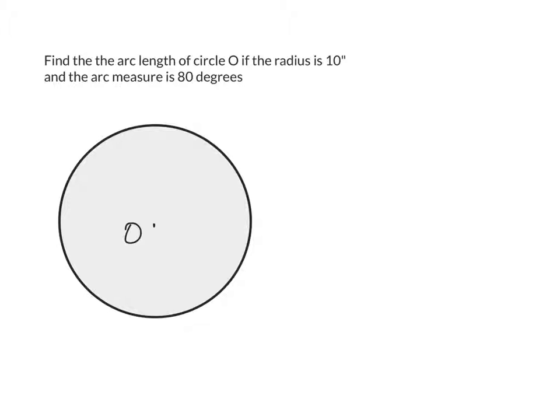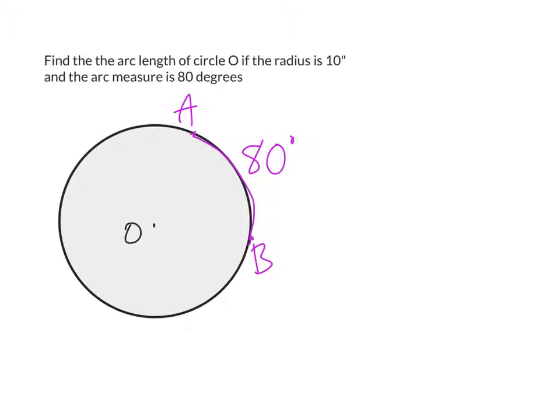All right, find the arc length of circle O if the radius is 10 inches and the arc measure is 80 degrees. So I'm just going to draw on a random arc that looks like about 80 degrees, so not quite a fourth of the circle. We'll call it AB, that's fine, or XY or whatever. So that's what I'm looking for, and the arc measure is 80 degrees. It wants us to find the arc length.